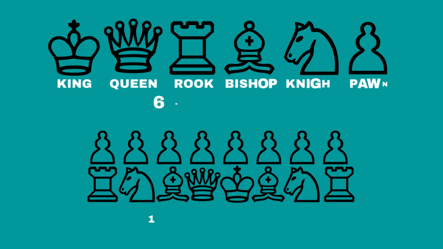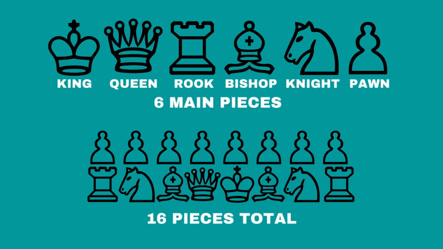There are only 6 main pieces, but most pieces are doubled from rook, bishop, and knight, while pawn has 8 pieces total and the king and queen are 1 piece each. Therefore both sides have a total of 16 pieces to start with.